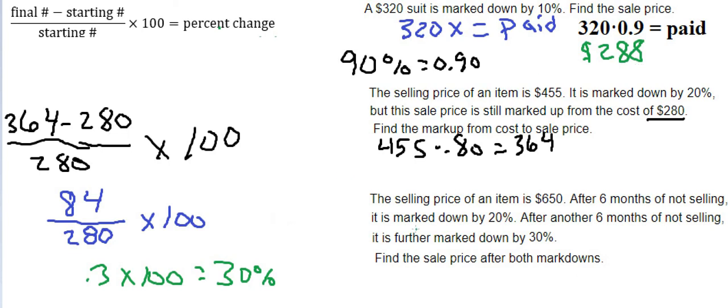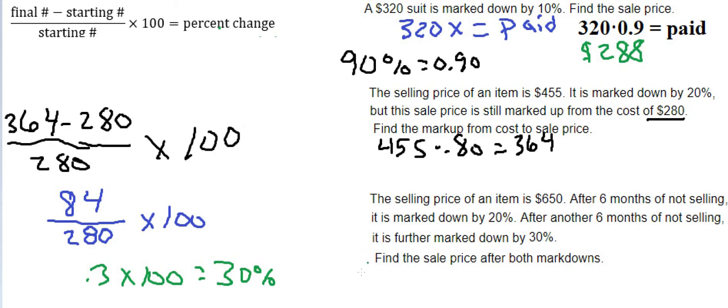Last question, the selling price of an item is $650. After 6 months of not selling, it's marked down by 20%. After another 6 months of not selling, it's marked down by a further 30%. We're going to find the sell price after both markdowns. It's important to note you can't just do 20% plus 30%, which is 50%. It's not half off. That's not the way this would work.